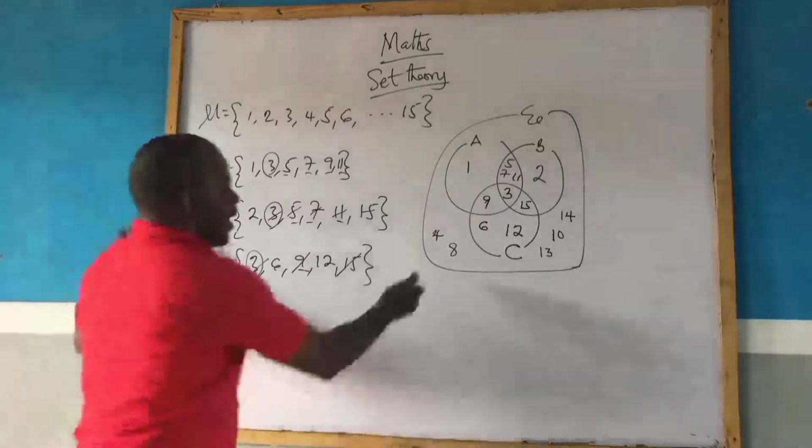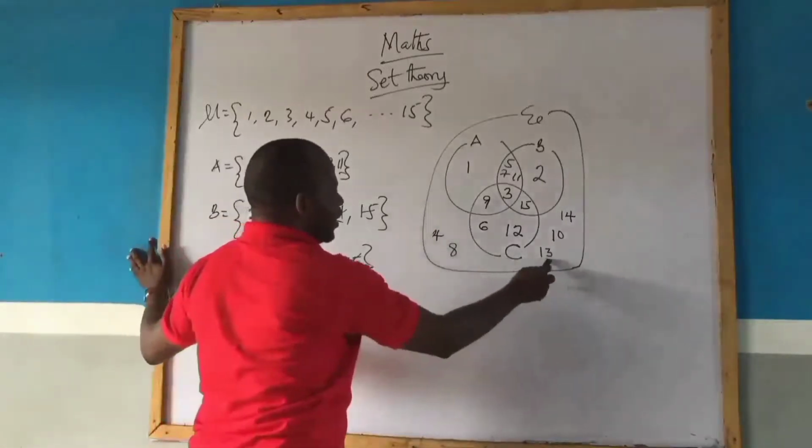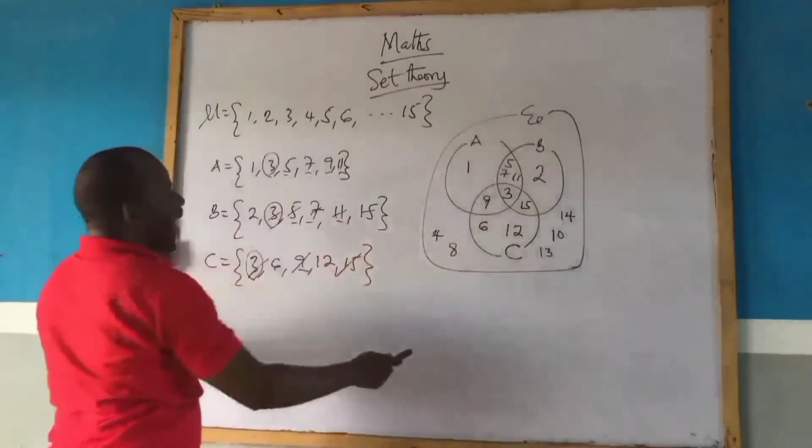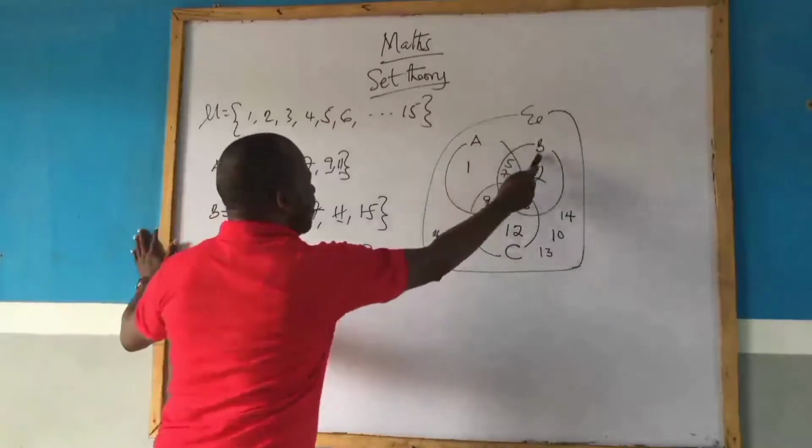Now note 4, 8, 13, 10, and 14. They are in the universal set, but they are not in the subsets A, B, and C.